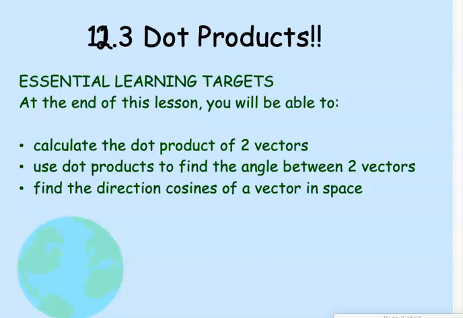So we actually today have to do dot products, which will include angles between vectors, direction cosines. It'll also include projections, work and force, and that'll be it. I think that's the whole lesson. It's quite a big lesson today. All right, so 12.3, dot products. Here we go.